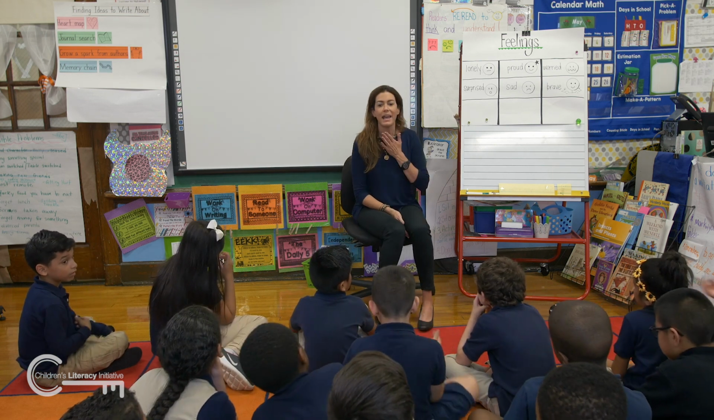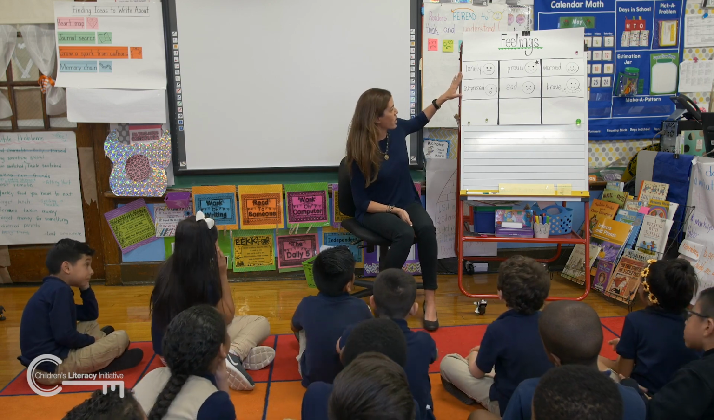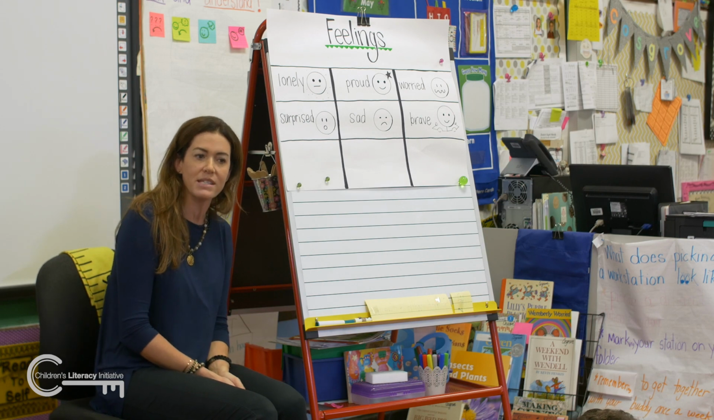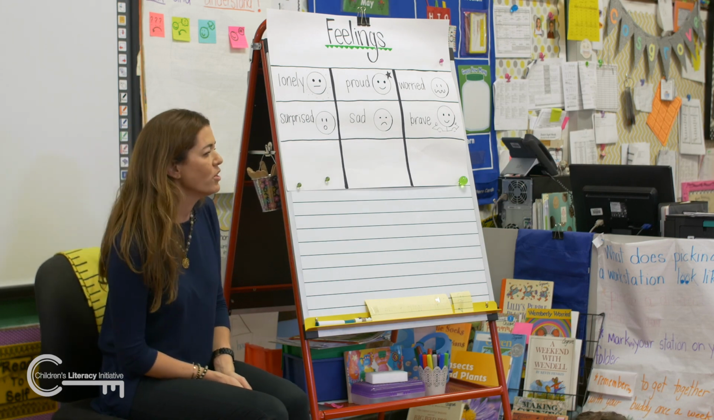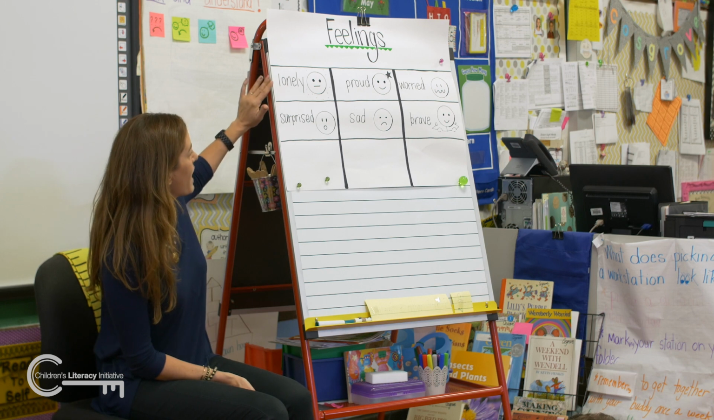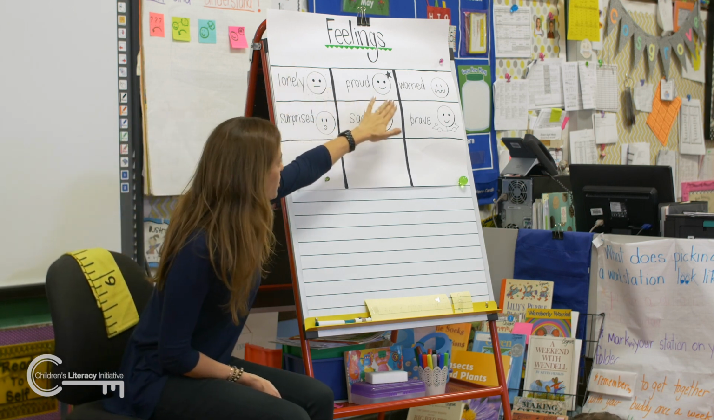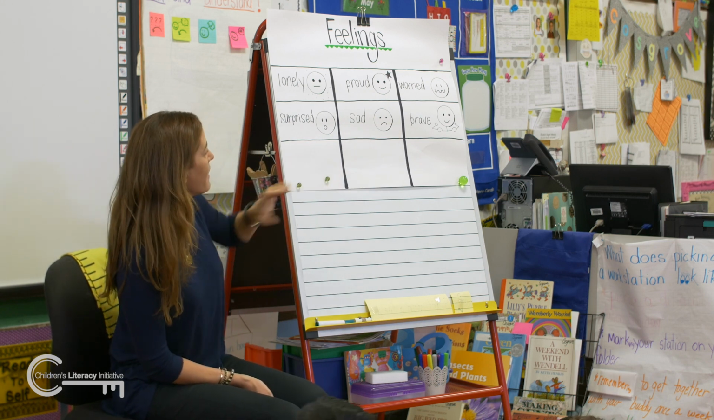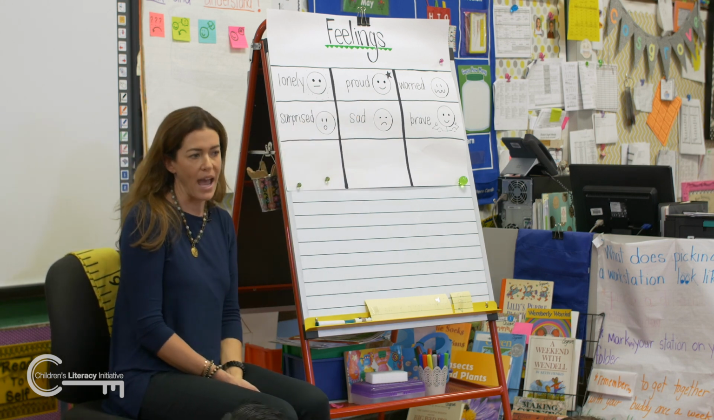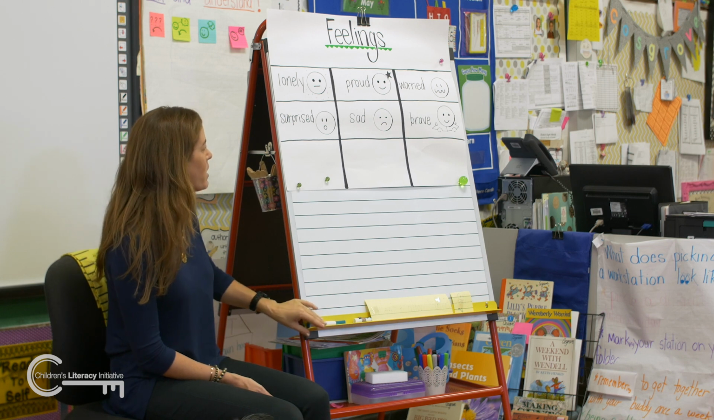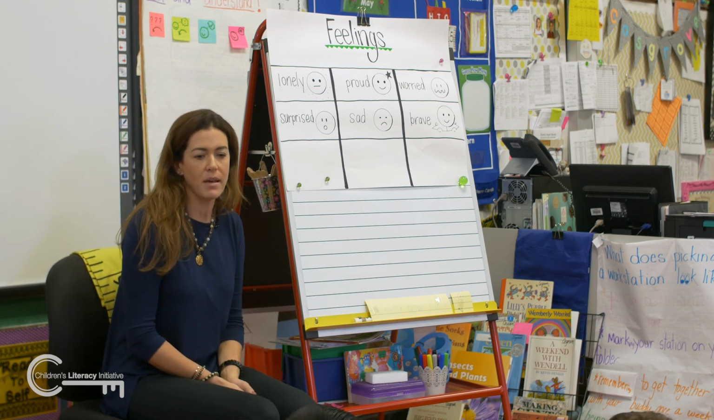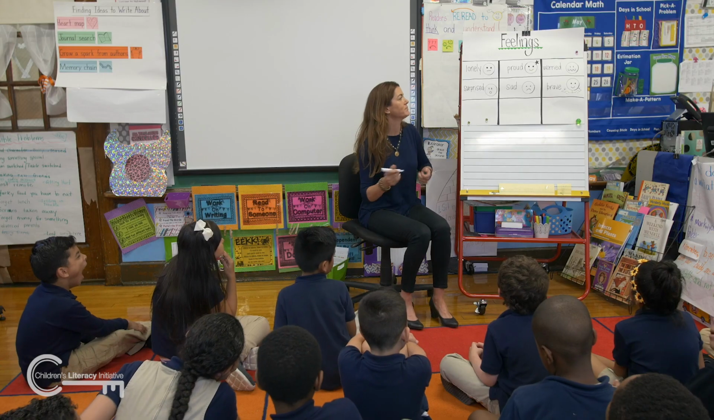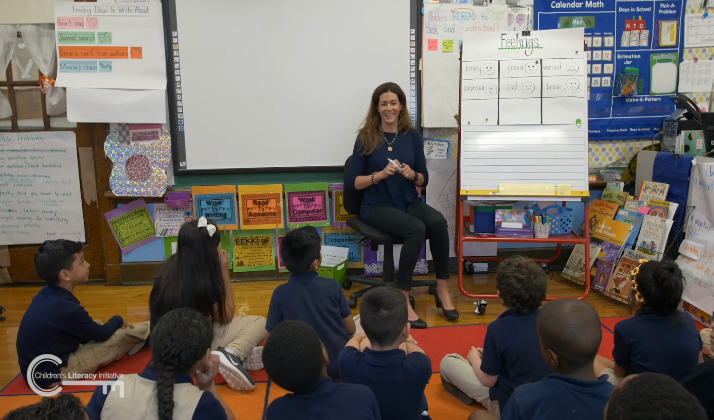Right now, I am going to choose a feeling on our chart and then I'm going to think of some stories I might be able to tell about that feeling, okay? Let's all look at our feelings chart. We have lonely, proud, worried, surprised, sad, and brave. I think I'm going to choose the feeling proud. And now I want to think for a minute about some stories, some memories I have when I felt proud. Let me think. I know.